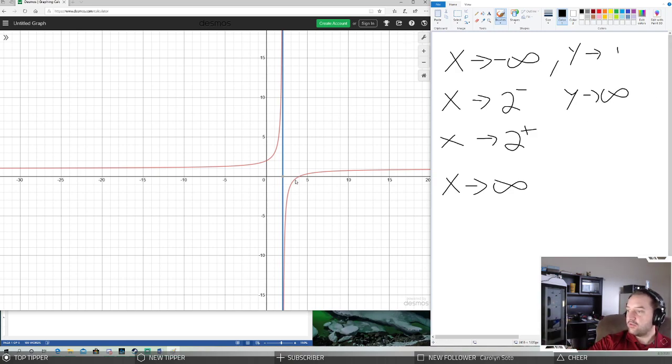For it approaching 2 from the positive side, it's going down forever. My graph is going down. So I'm going to say my y goes to negative infinity. And then as it approaches and it goes towards here, I'm going to say y goes to 1. So as it's going on forever, it's approaching that value 1.